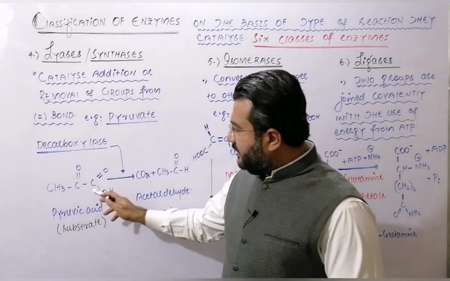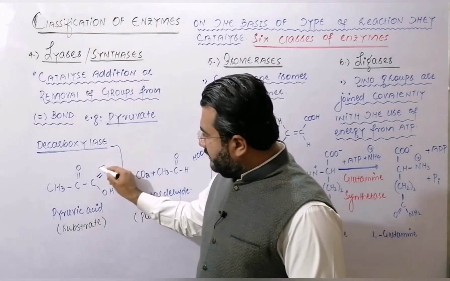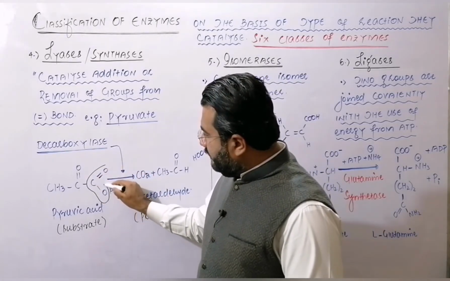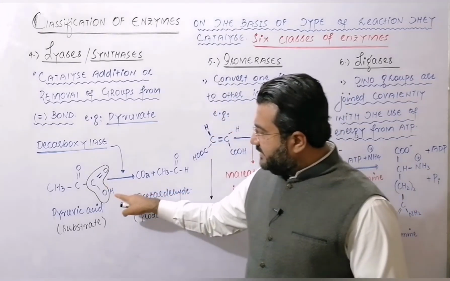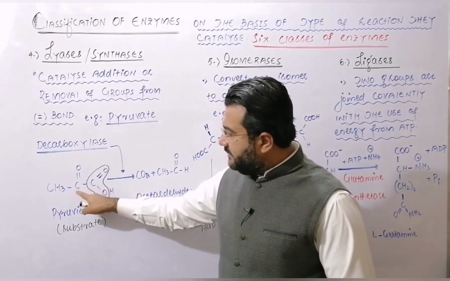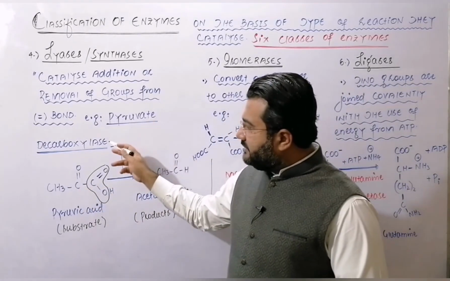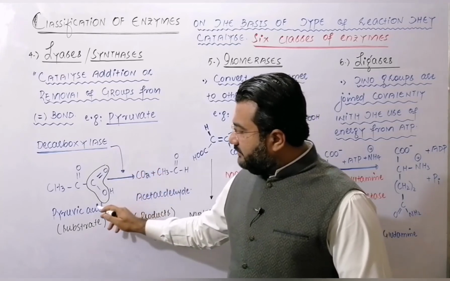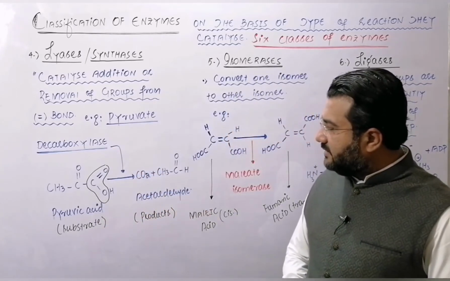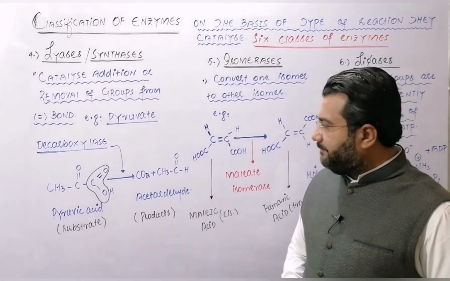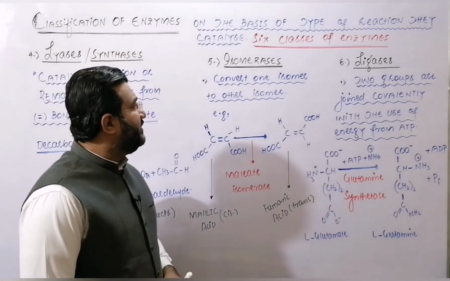So this one is the pyruvic acid and the carbon dioxide molecule is removed from this pyruvic acid. This is the CO2 which is removed and this hydrogen attached to this carbon and forms acetaldehyde. So pyruvate decarboxylase is the enzyme, pyruvic acid is the substrate and CO2 and acetaldehyde are the products of this reaction. Now the next category is isomerases.